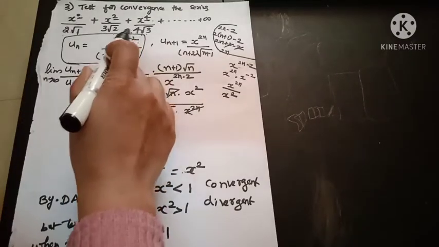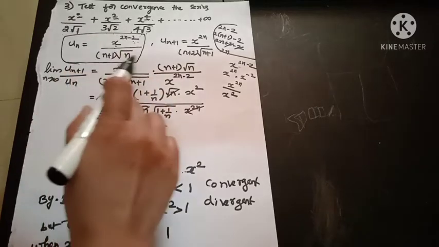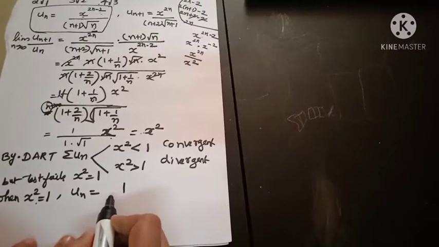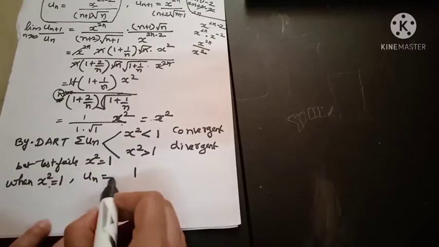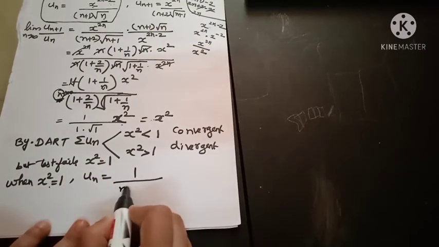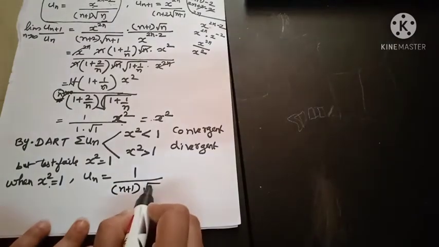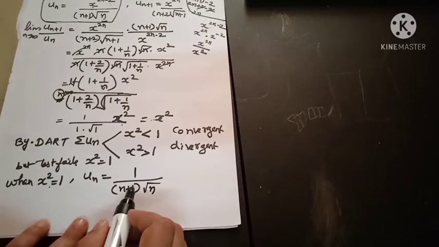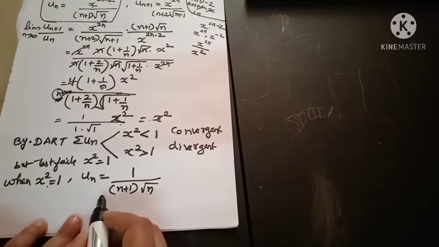1 raised to the power of anything is 1 itself, 1 over (n plus 1) into root n. We get the value of un to be, when x square is equal to 1, un is 1 by (n plus 1) into root n. So we will apply the comparison test now.